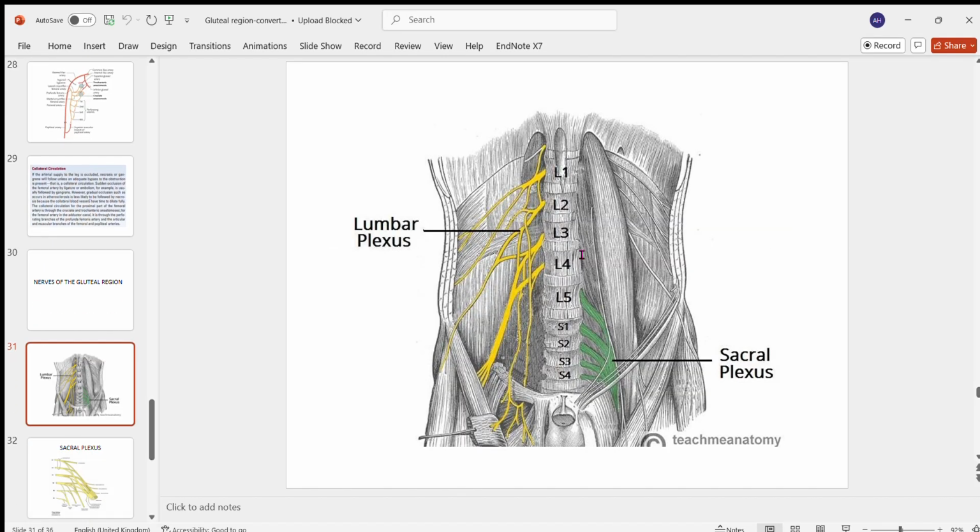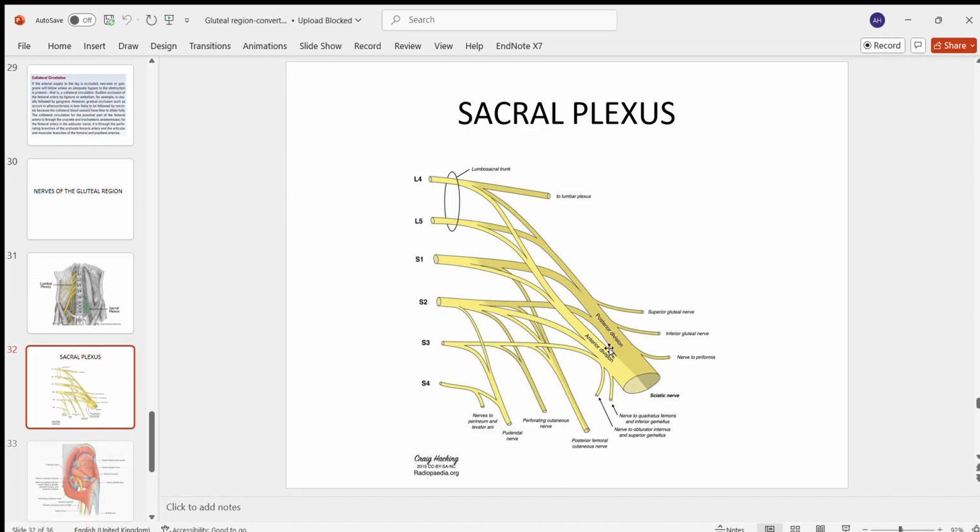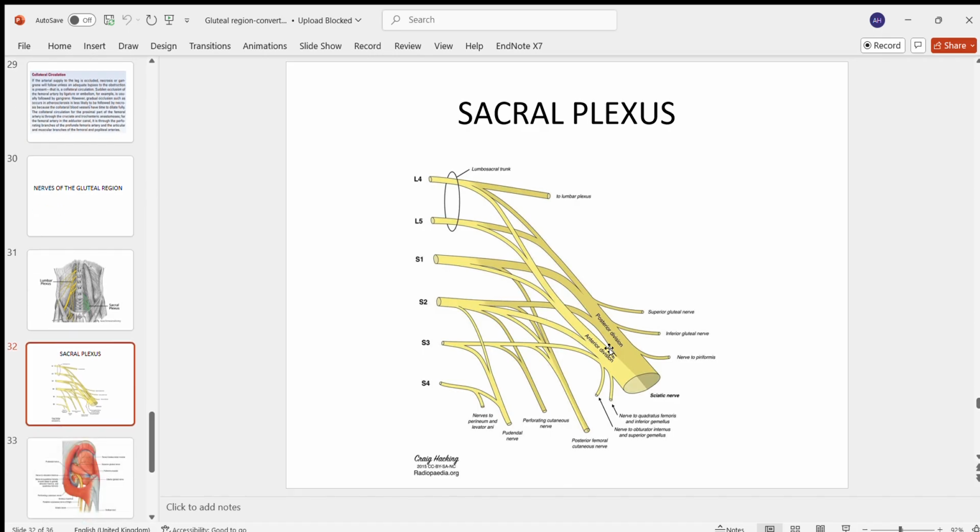The nerves of gluteal region are mainly the branches of the sacral plexus. So what is sacral plexus? It is the plexus which is formed by the ventral rami of L4, L5, S1, S2, S3 and S4. It further gives off ventral branches and dorsal branches, which are the nerves of the gluteal region.